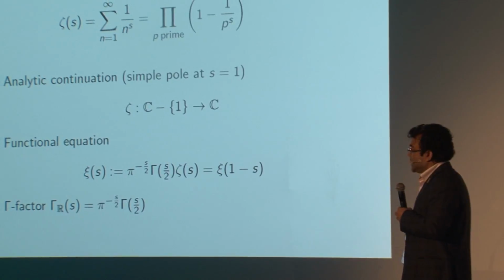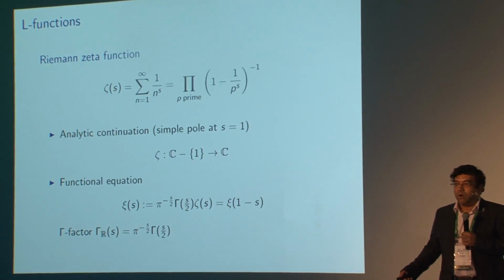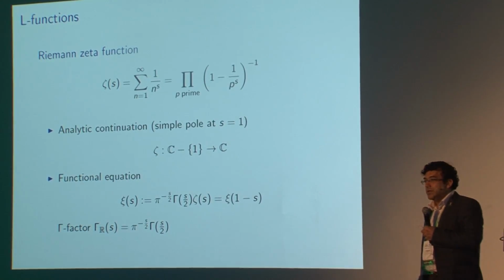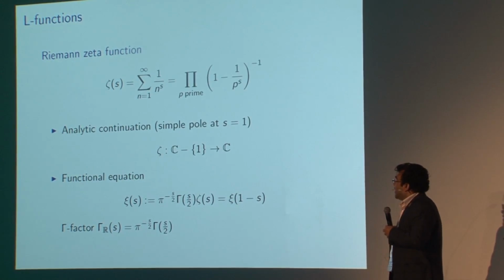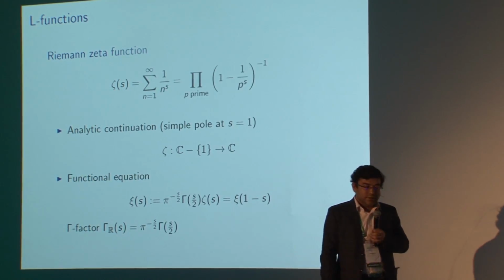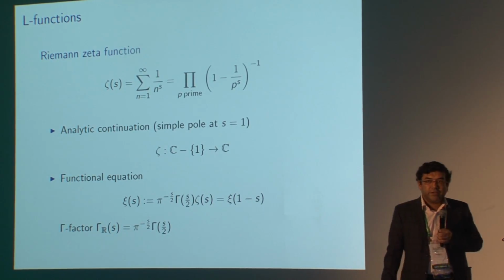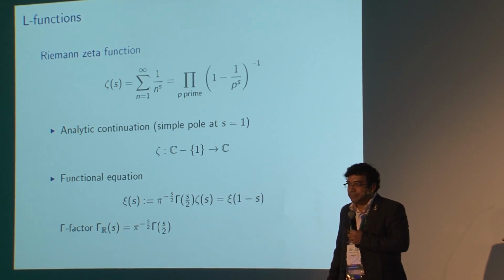So the first example is the Riemann zeta function. As we all know, it's defined by the Dirichlet series and also given by an Euler product. I'm going to write s as sigma plus it, where sigma is the real part and t is the imaginary part. If sigma is greater than 1, then both the series and the product converge absolutely, and it defines a holomorphic function. And Riemann realized that to study the number of primes of a given magnitude, it's enough to study the analytic properties of the Riemann zeta function.